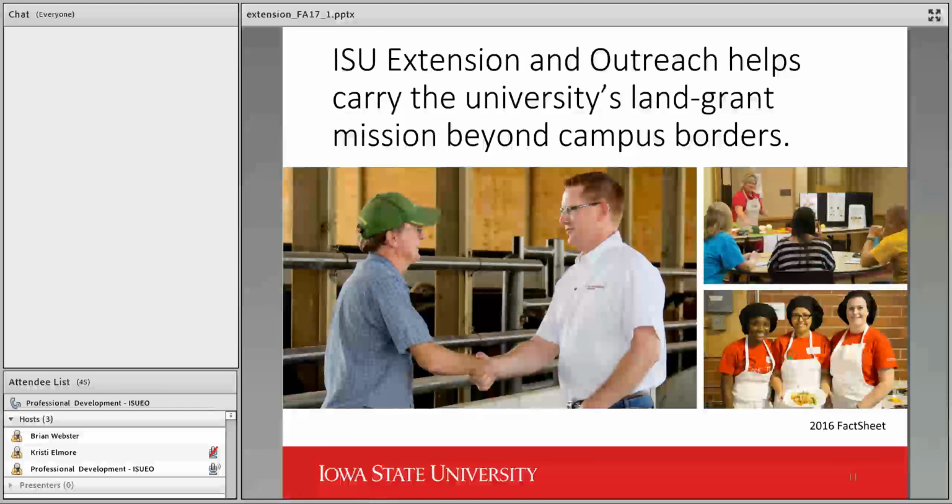ISU Extension and Outreach states in your own fact sheet, as you see here, that the extension helps carry the university's land grant mission beyond campus borders. So extension is basically what the word says, extension. It extends the impact that Iowa State research and knowledge may have in the world. So you guys are located throughout the 99 counties, right? 100 county offices. 100 county offices.